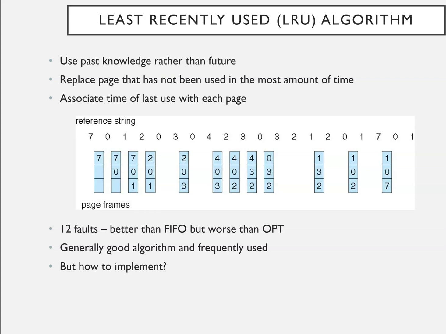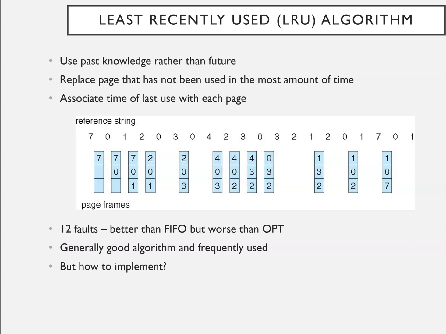So here we've got 7, 0, 1. Then we have 2, which will replace 7. 0, nothing needs to be replaced. 3 would replace 1 because it's the least recently used. 0 wouldn't replace anything because it's still in memory. 4 would replace 2, which is our least recently used. Then 2 would replace 3, which is our least recently used, and so forth.